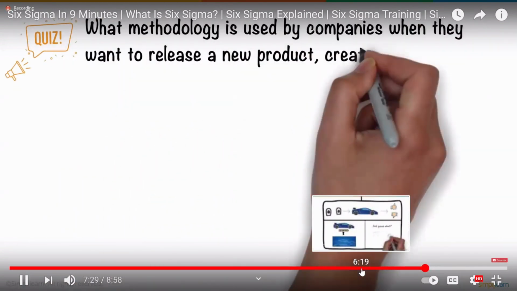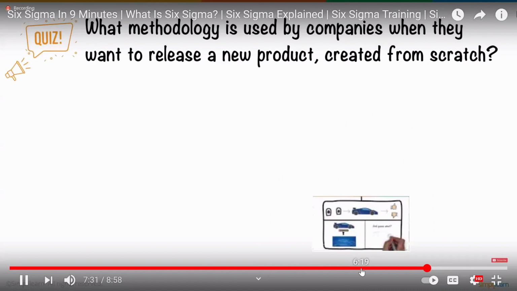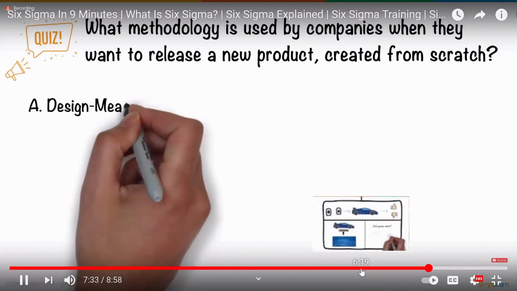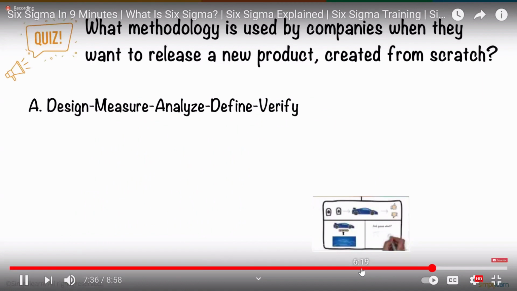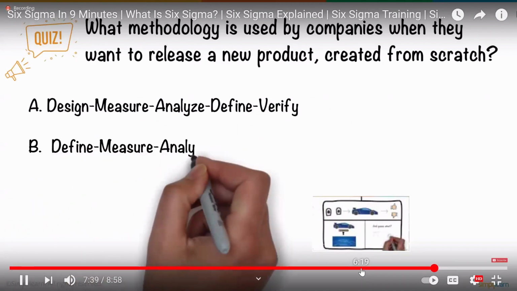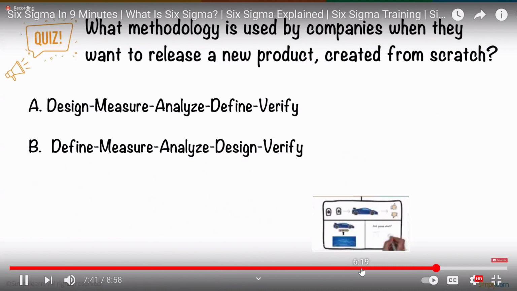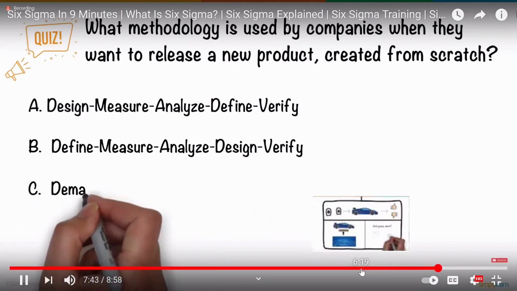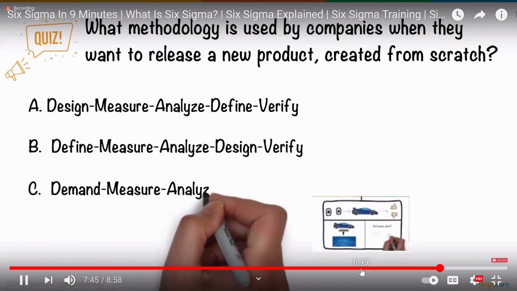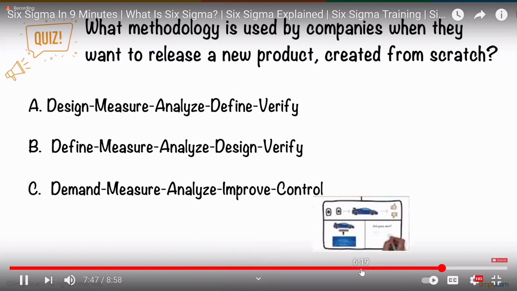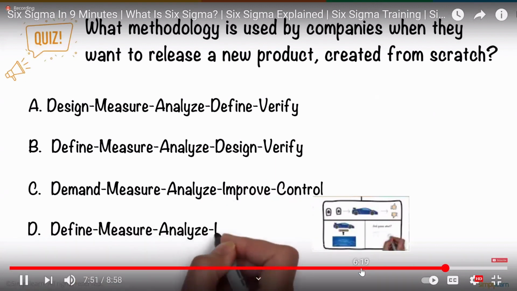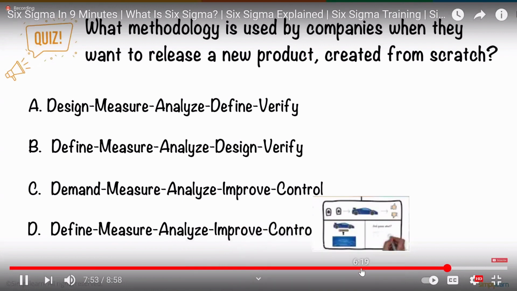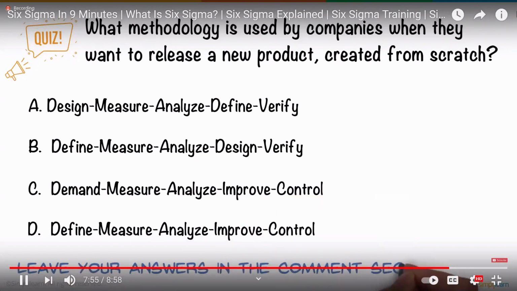What methodology is used by companies when they want to release a new product created from scratch? A. Design, measure, analyze, define, verify. B. Define, measure, analyze, design, verify. C. Demand, measure, analyze, improve, control. D. Define, measure, analyze, improve, control.